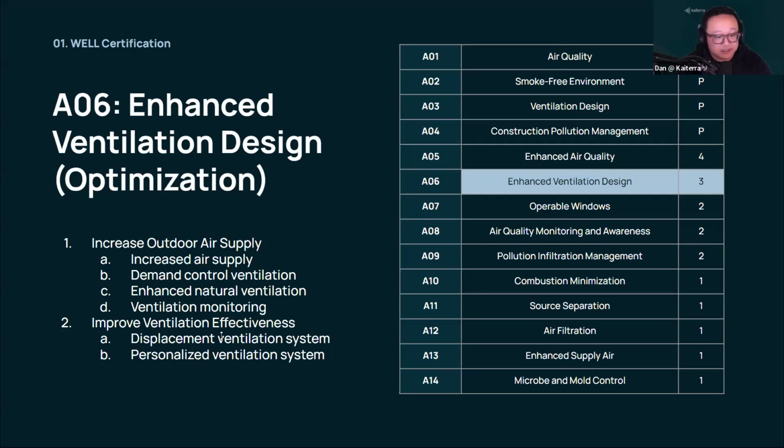Part 2, you can also earn a point for improving your ventilation effectiveness. So this can either be done by having a displacement ventilation system where fresh air is coming in at the ground level and venting out through the roof, or you can have personalized ventilation systems for at least half of your workstations.